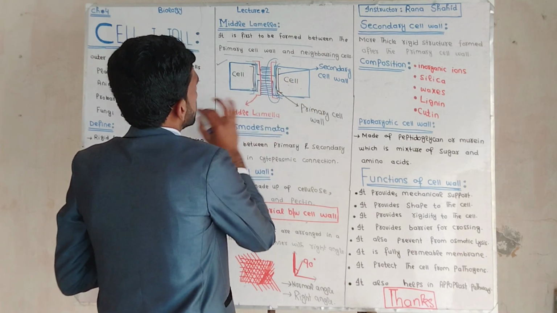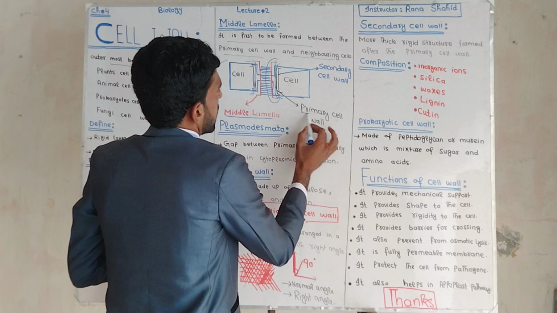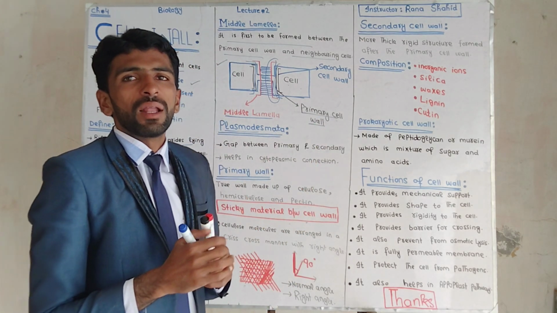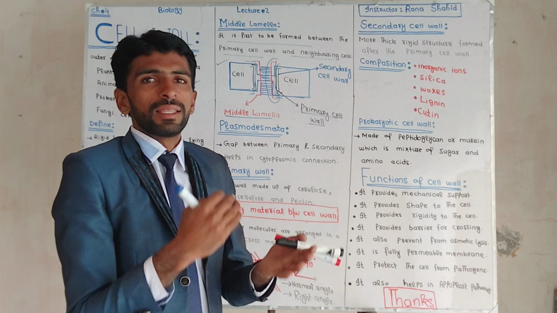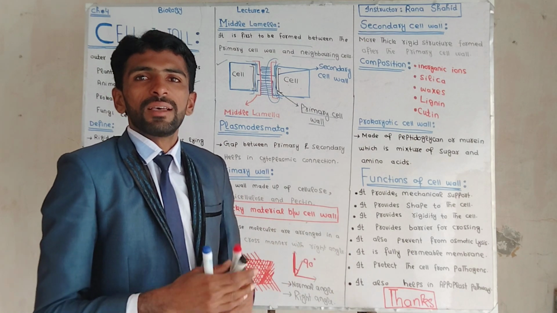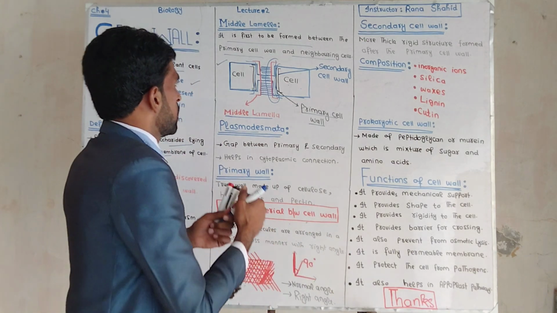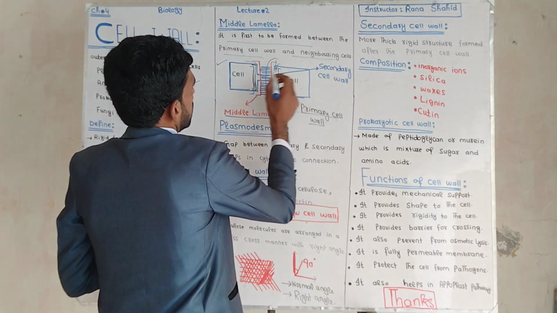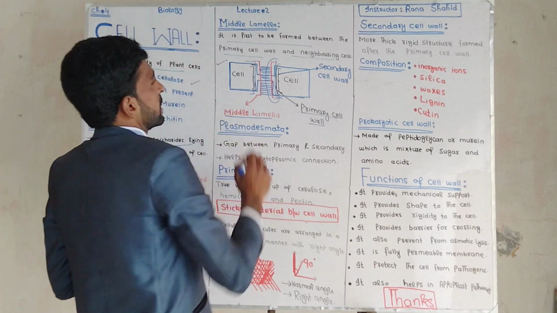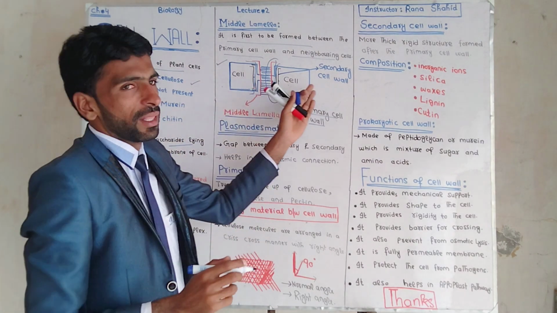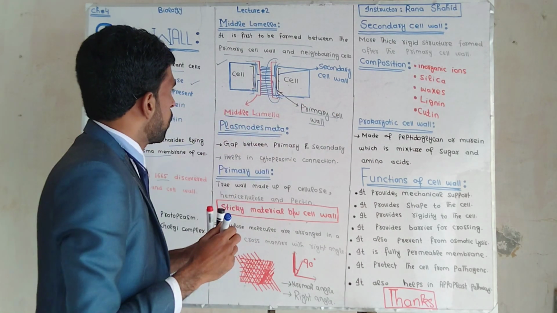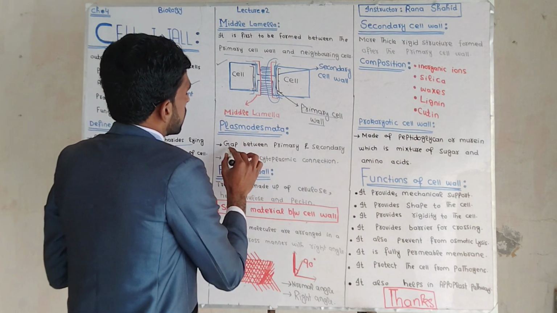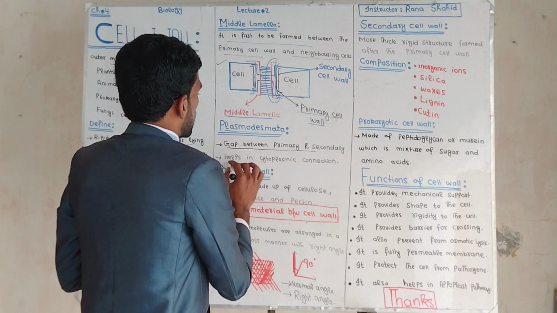Next we will discuss the first layer in the cell, which is known as the primary cell wall. After the primary cell wall, there is a second layer, which is known as the secondary cell wall. This is the secondary cell wall of this cell and that cell. Plasmodesmata, dear students, are like a gap junction between the primary and the secondary wall.